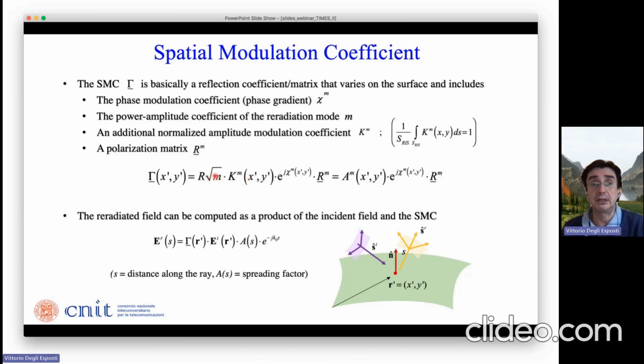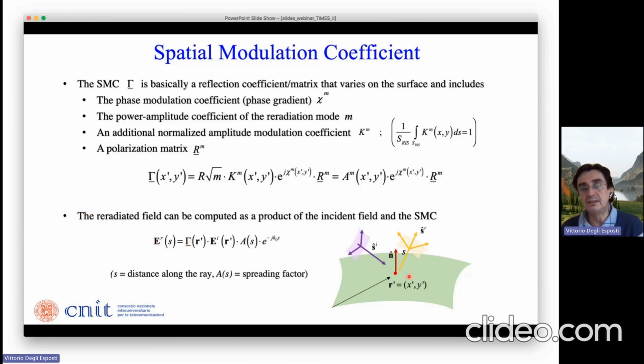For example, the radiation amplitude. These are different from this is the attenuation coefficient due to diffuse scattering, for example, and then the phase parameter, etc. So the radiated field can be computed using the field transformation equation we have seen before.